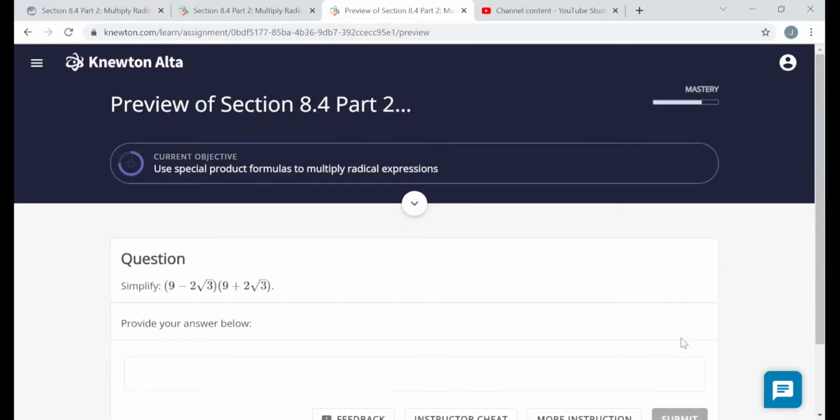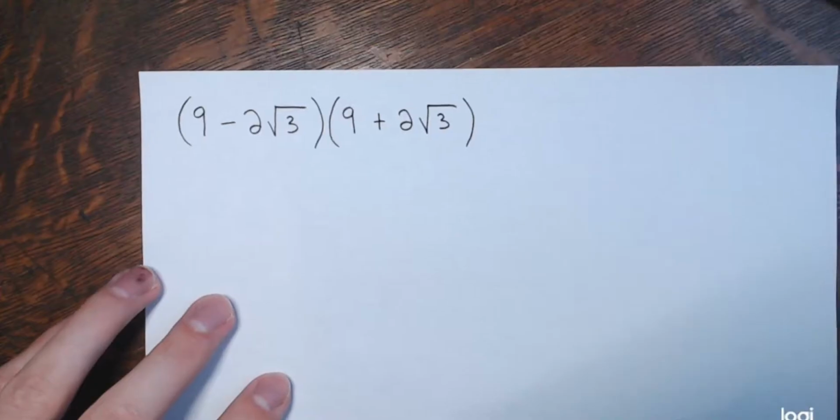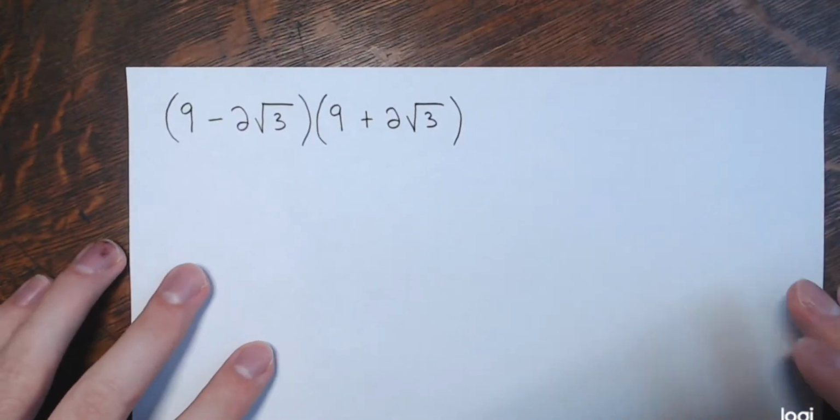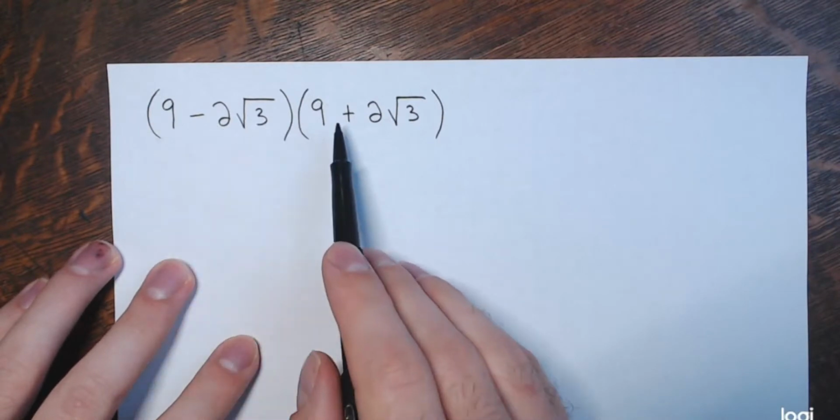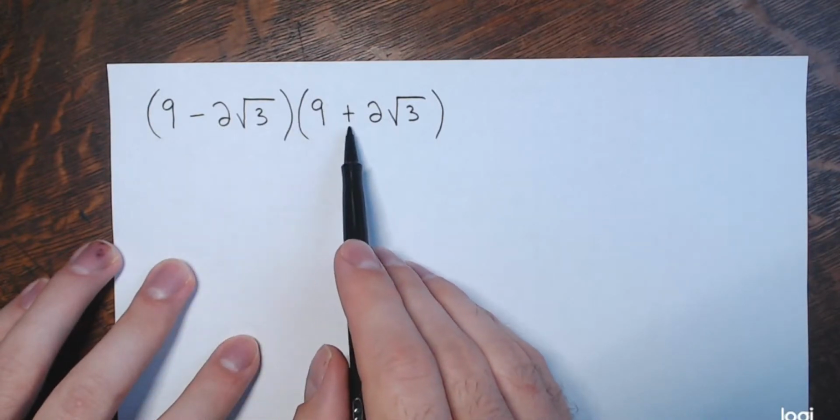Alright, I got another one of these. Now again, you can use a special formula or just multiply like polynomials and combine like radicals at the end, like terms, and end up with the same thing. Alright, so here we have 9 minus 2 times the square root of 3 times 9 plus 2 times the square root of 3.